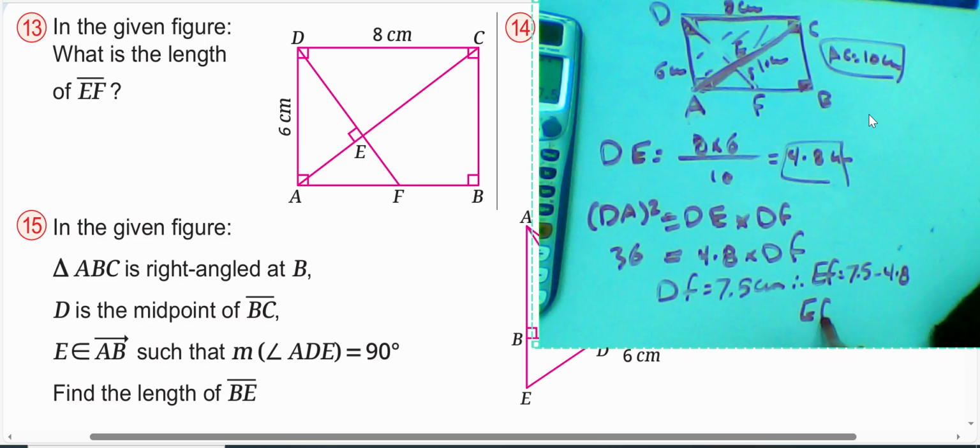4.8 subtracted from 7.5. The result will be 2.7. 2 and 7 tenths.